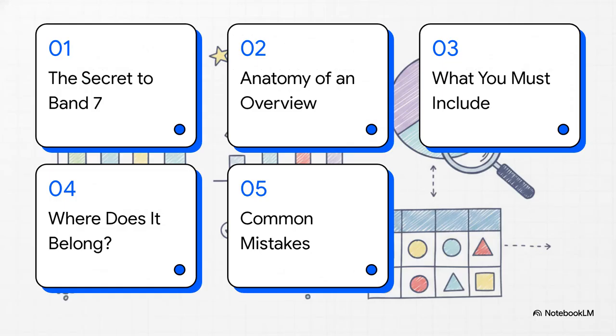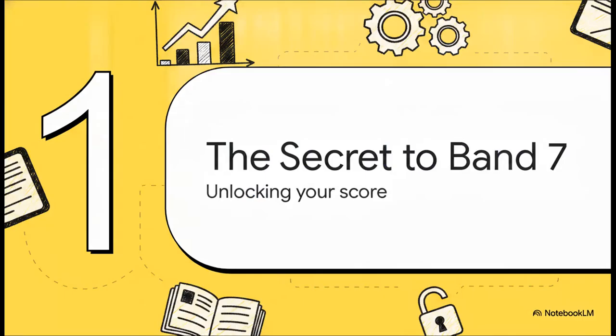So here's our quick roadmap for today's explainer. First, we'll cover the secret to band 7, then the anatomy of an overview. Next, what you must include, followed by where does it belong? And finally, we'll wrap up with common mistakes to avoid. We're going to systematically demystify this whole process. Okay, let's dive right into this first section, the secret to band 7.